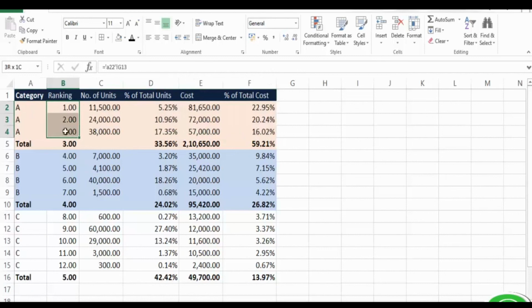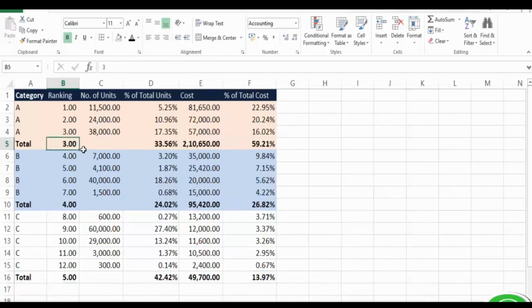In category A, we have 3 items, and in terms of total units, it is taking 33.56 percentage. In terms of cost, it is 59.21. Whereas category B, there are 4 items. In terms of percentage of total units, it is 24.02. In terms of cost, it is 26.82, lesser than 59. And category C, there are 5 items. In terms of percentage of total units, it is 42.42, but in terms of percentage of total cost, it is only 13.97.